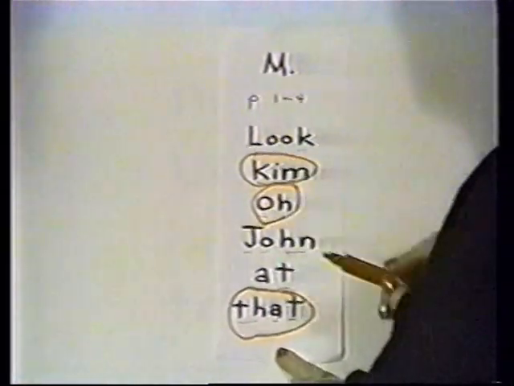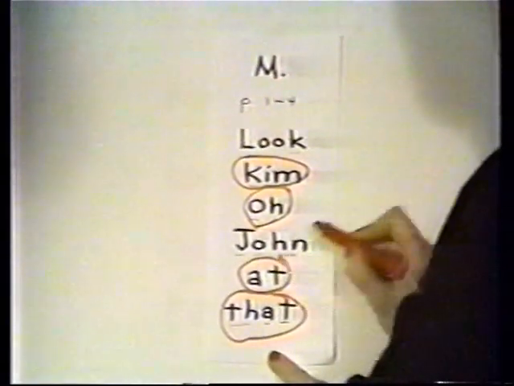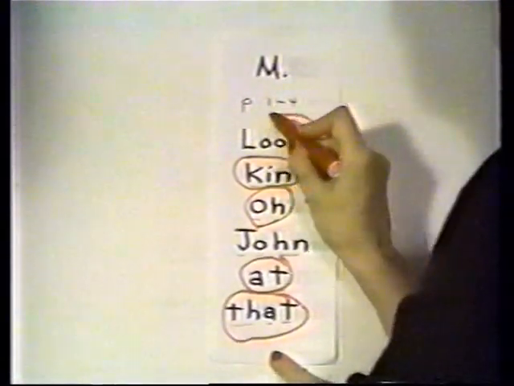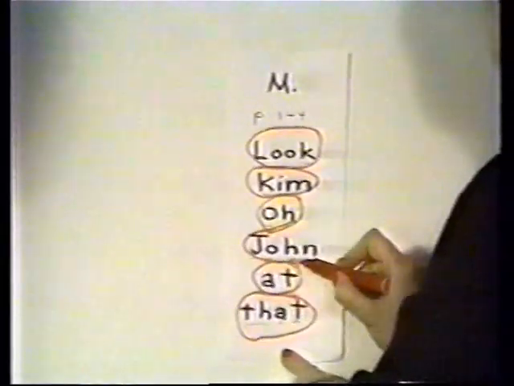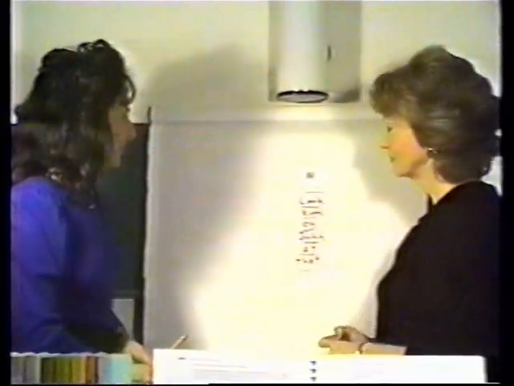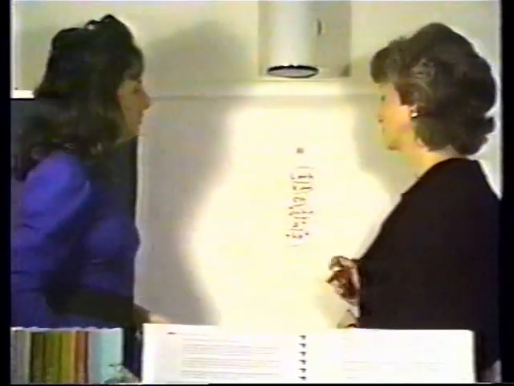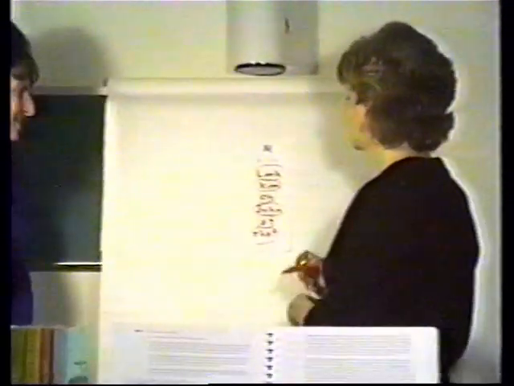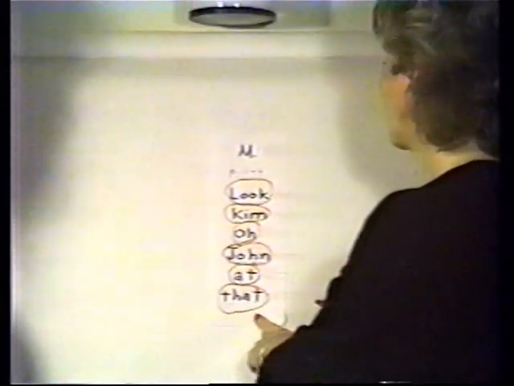Put a circle around at. Which word is look? Very good. Which word is John? Now, if your students are extremely slow, reinforce the list once again. This time, put a line next to the word that I call. Put a line next to the word at. Very good. Put a line next to the word O.